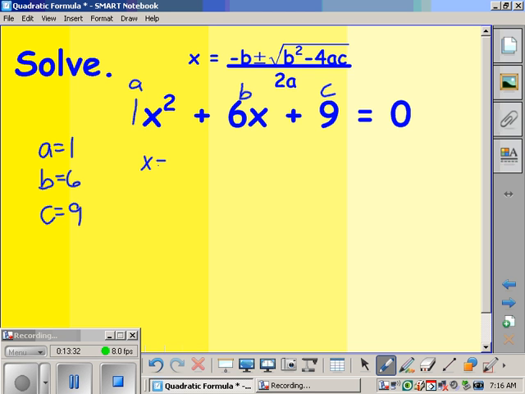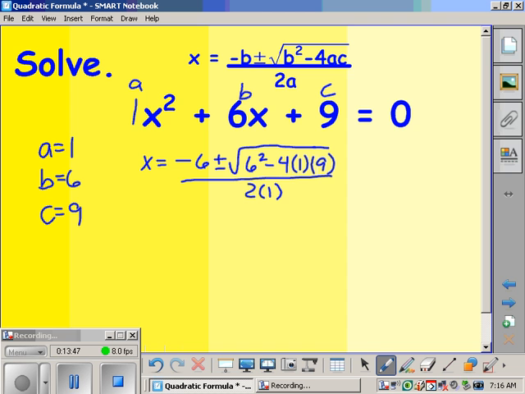So let's go ahead and plug in those numbers. We have x equals -b, which is -6, plus or minus the square root of b squared minus 4 times a times c, divided by 2a. Okay, so we've got x equals -6 plus or minus some radical over 2.